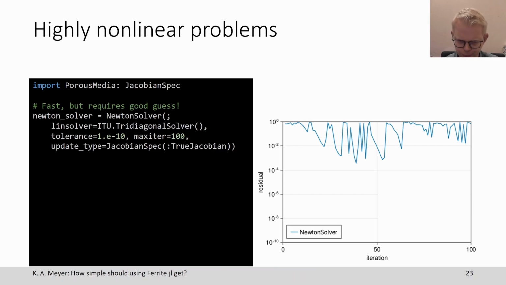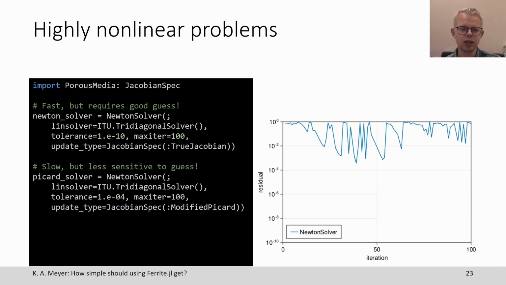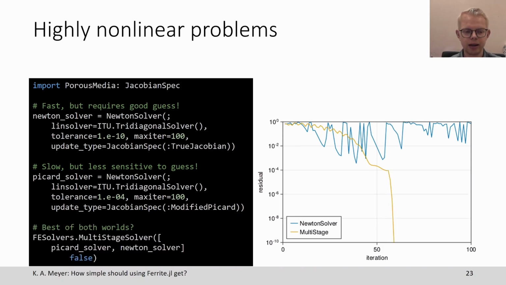Nothing happens. An alternative is using so-called Picard or fixed point iterations. This is slower, but it is much less sensitive to the initial guess. So you can see the residual actually goes fairly steadily down here. But then what we do, which is quite nice, is now we could actually couple these two. So you make a multi-stage solver, where we first do the Picard iterations down to 1e-4, and then we go to 1e-10 using the Newton solver once we're getting close to the solution, and you see how it jumps down.